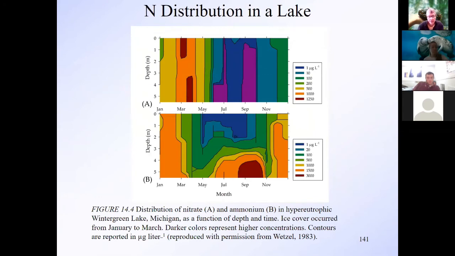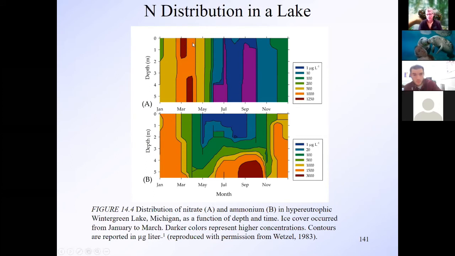We can talk about how this plays out in a lake. This is a really eutrophic lake, and it has ice cover from January to March. In A, we have nitrate, and in B, we have ammonium. The blue colors are low concentrations, and the red colors are high concentrations. With respect to the nitrate, we're having high concentrations in the spring when the lake is mixing.